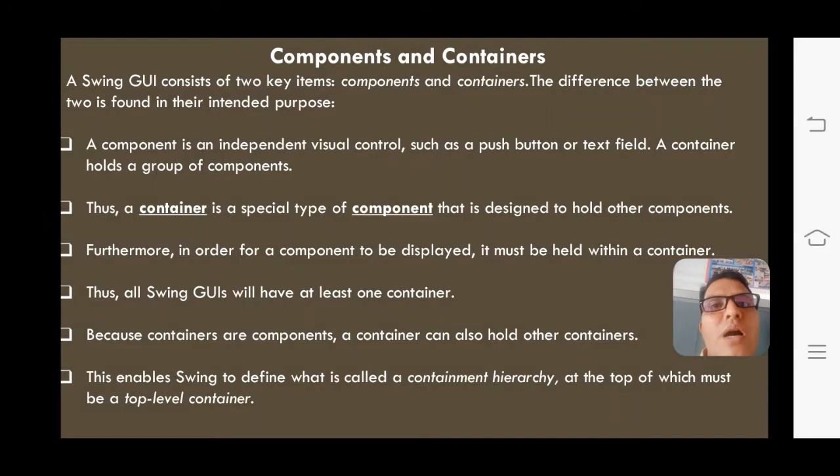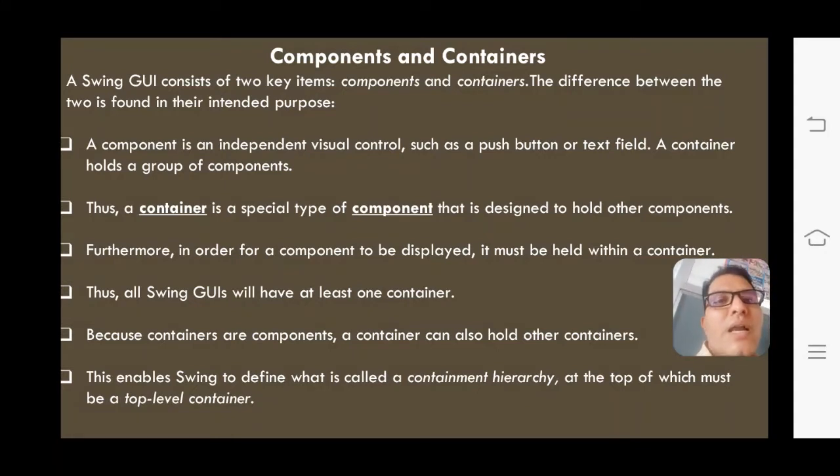A component is an independent visual control. What is a component? A component is an independent visual control such as a push button or text field. Whatever independent controls you are using, that independent control is treated as a component. Visually it is displayed, and those are the controls you interact with. So the examples given are a push button or text field.